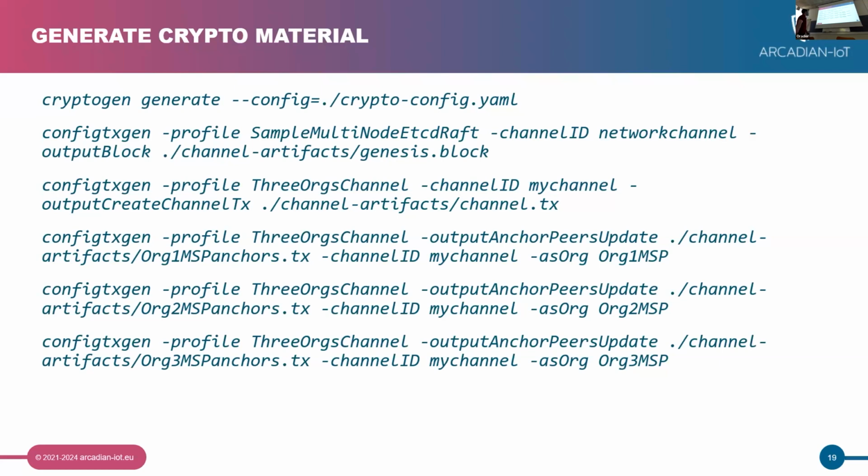The first one reads the YAML. The next one is for the network. And the next one is for the channel. And then for every peer, you have to configure the output and anchor peers update. You can see OR1, OR2, and OR3 on the channel created before, the network.